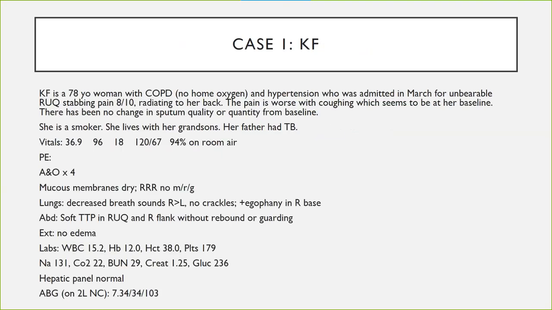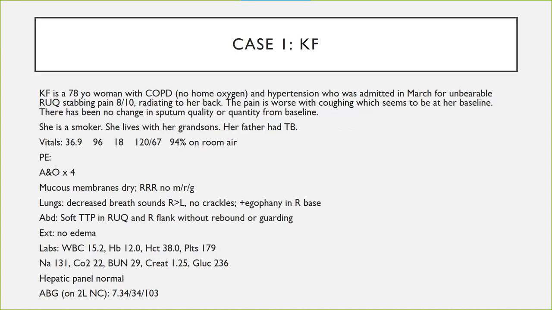So we're going to start off with a case. This is KF. She's a 78-year-old woman with COPD, not on home oxygen, and hypertension, who was admitted in March for unbearable right upper quadrant stabbing pain, 8 out of 10 radiating to her back. The pain is worse with coughing, which seems to be at her baseline. There's been no change in sputum quality or quantity from baseline. She's a smoker and lives with her grandsons, who are in their teens and early 20s. Her father had TB.